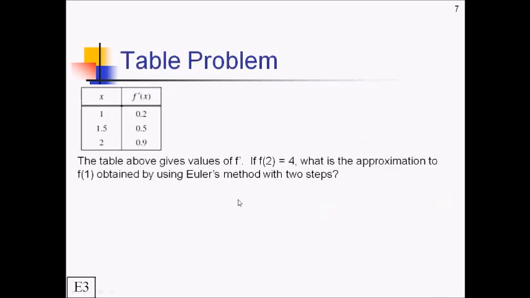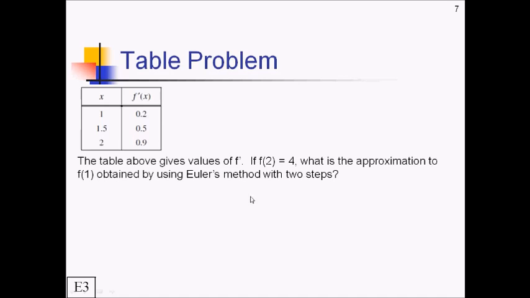So on the first two examples, we could have actually found the exact value of both of those using just normal diffeq math. We would have gotten it wrong because they specified Euler's method, and if you don't use that, you get a different number. This problem, there's no choice other than to use Euler's method. We don't know what the derivative actually looks like other than these selected values of it that they've given us in this table. So given this table, if f of 2 is 4, we want the approximation to f of 1 using Euler's with 2 steps. Pause the video and see where you can get on this one.